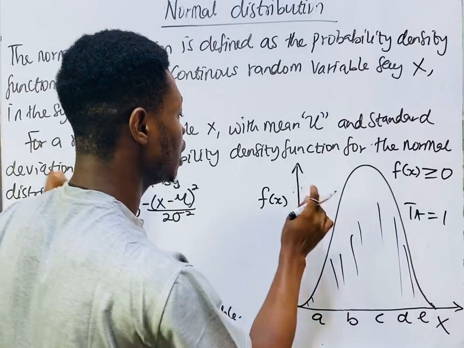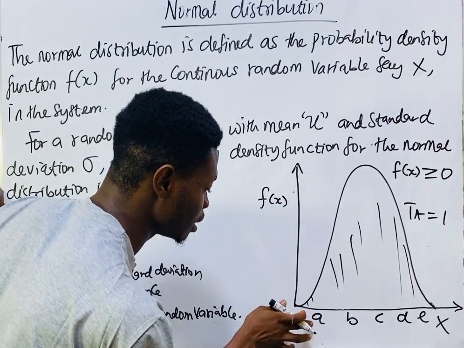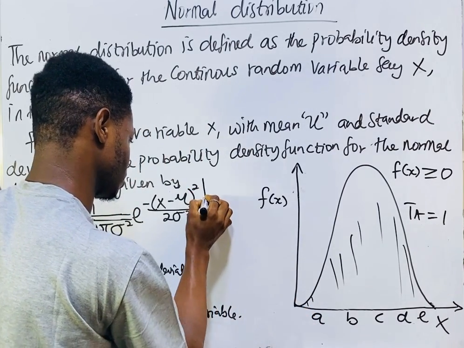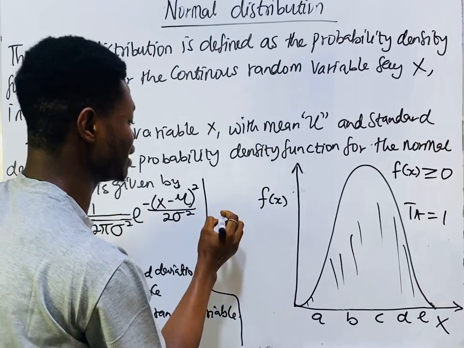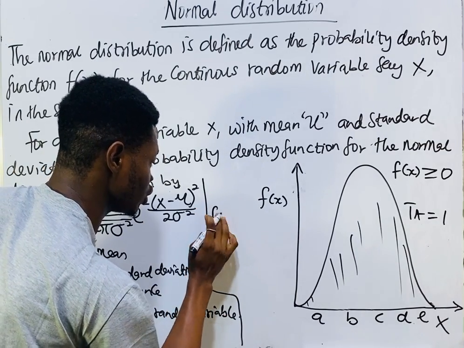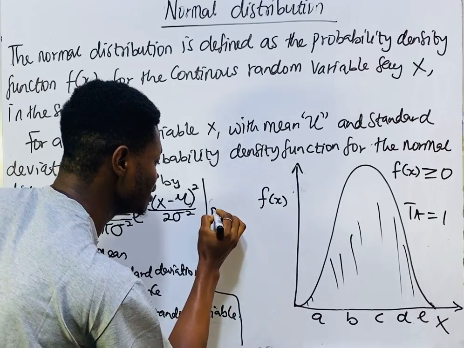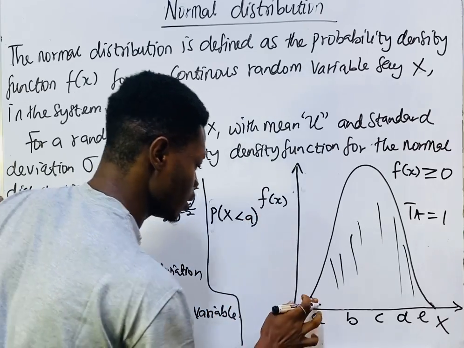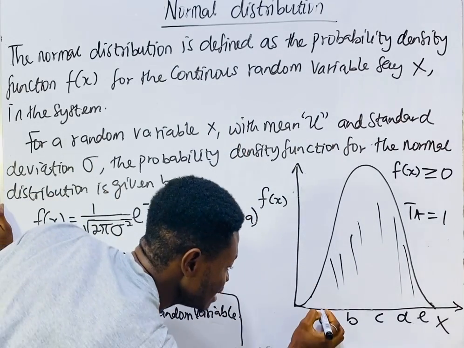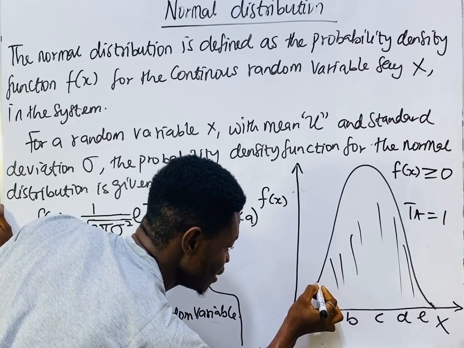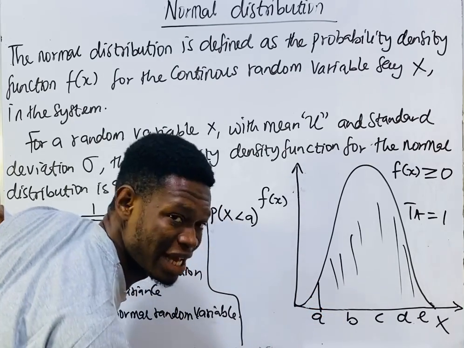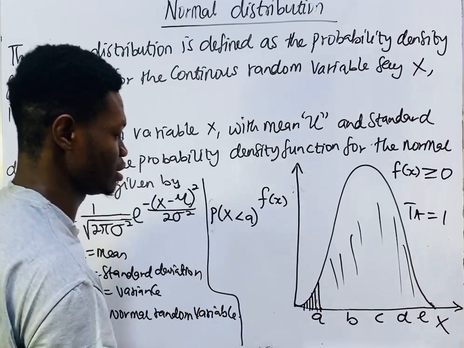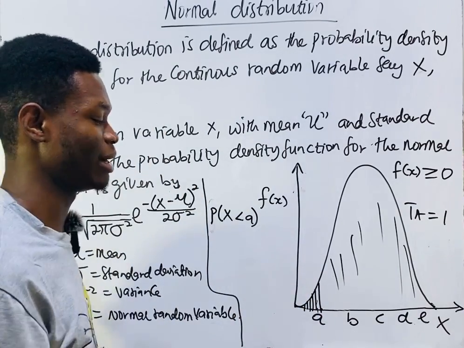Now, if I want to find the probability that X is less than A, this is my point A. The probability that X is less than A will be this place, the area under this part of the curve. So that's the probability that X is less than A.